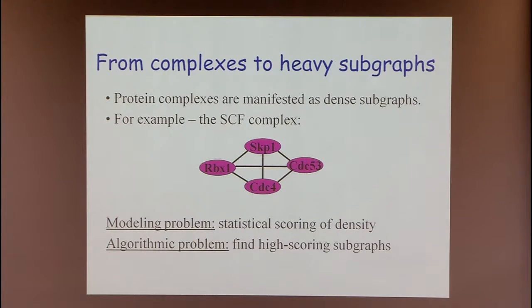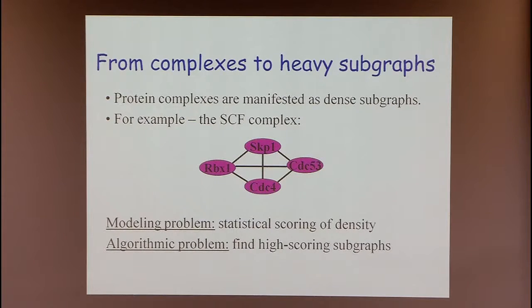So for example, if I see 3 proteins that are all connected to one another, but these 3 proteins, each one of them has degree 100, maybe I'm less surprised compared to seeing a triangle formed by proteins that have degree 1 or 2 or 3. Okay? So one challenge we will deal with is how we model this density, how we score a densely interacting set of proteins. And the other challenge would be to find high-scoring subgraphs.